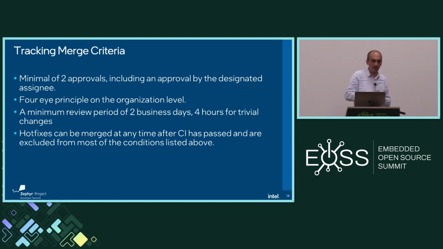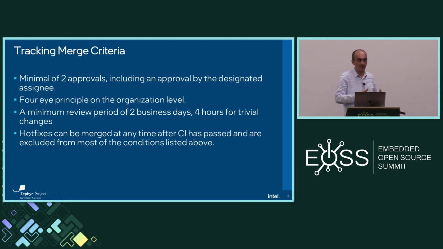So this is part of our guidelines and documentation: we have some criteria defined for merging a pull request. For example, it needs to have a minimum of 2 approvals, including an approval by the designated assignee. That means the maintainer of the area that is being changed.